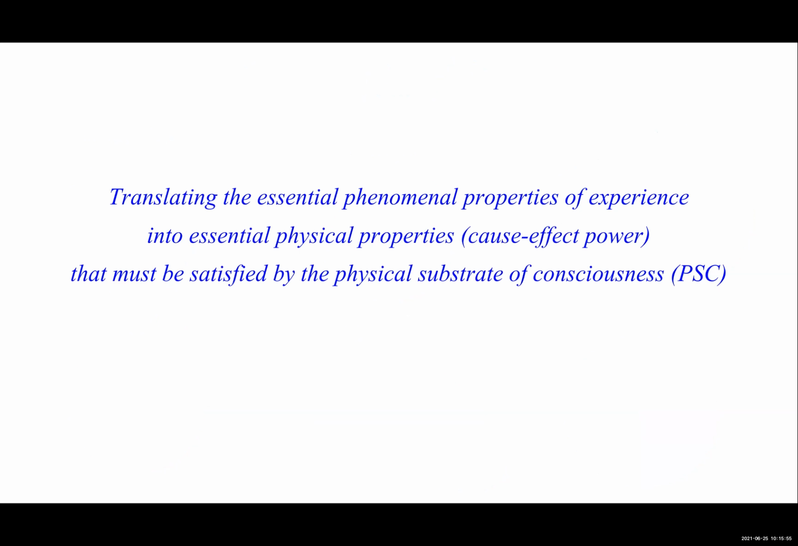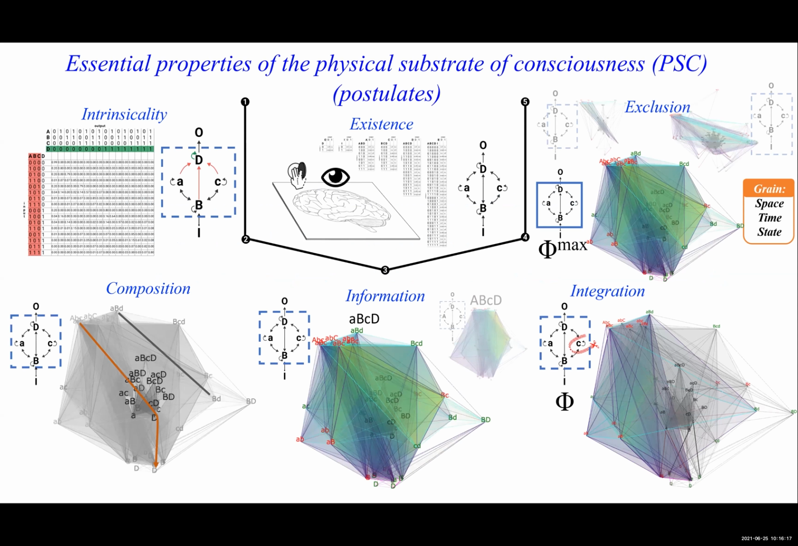Now, the next step that IIT takes, as I mentioned before, is to translate these essential phenomenal properties of experience into essential physical properties, where I remind you, physical means operational, means cause-effect power, with then the prediction that the substrate of consciousness in physical terms should be something that satisfies those properties. Now, the translation takes quite some time to go through, and I will not. This is explored in several papers, and we are still working on an optimal translation.